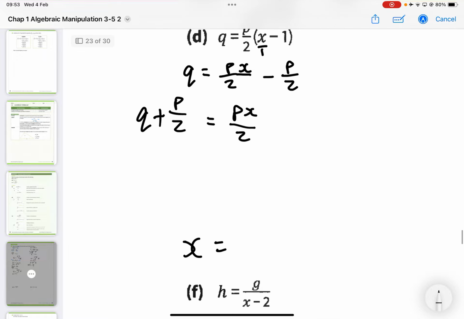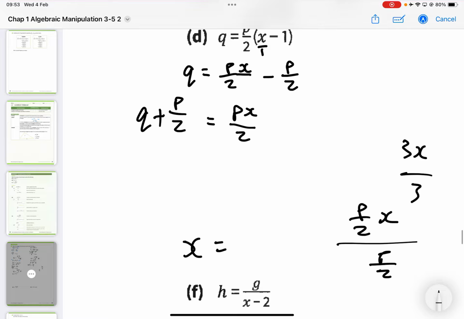If I have 3x, I divide by 3. So if I have p over 2 times x, I divide by p over 2. I can also cancel away the p over 2. Whatever number that multiplies x, I divide. But there is another way to look at this, so I want to show you the other way.